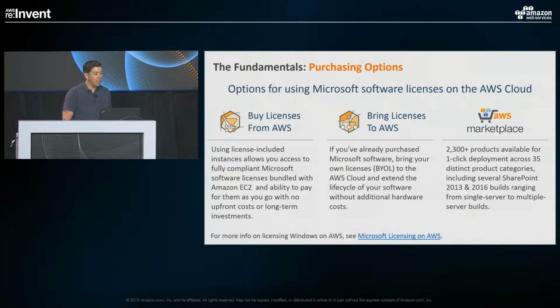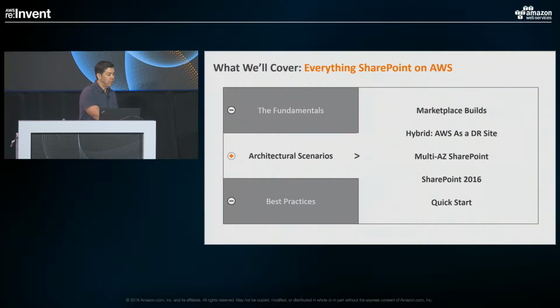And then the last thing I'll mention is with regards to the marketplace. Over 2,300 products are available, with one-click deployments for solutions, Microsoft workloads on AWS, including several SharePoint 2013 and 2016 builds that range from single server environments to multiple server environments for you to choose from. So I would encourage you to take a look at the marketplace as well. So with that, I'll turn it over to Slatin, and he'll cover the architectural scenarios.